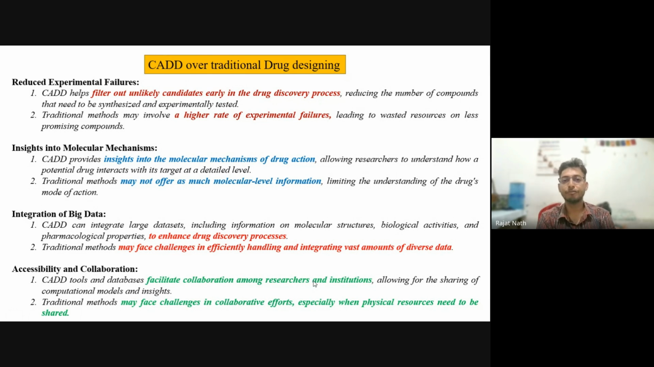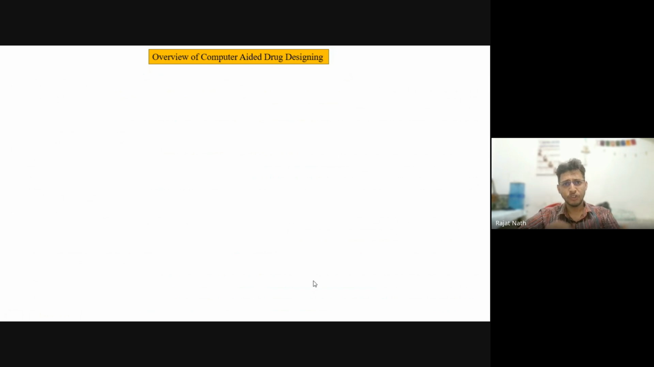But in the case of traditional drug designing, sending a biological sample is very hectic, and sometimes it degrades by heat. So it is very difficult to send a biological sample from one institute to another. So it is very easy for computer drug design to collaborate with other institutions. So this is the overview of computer drug designing.